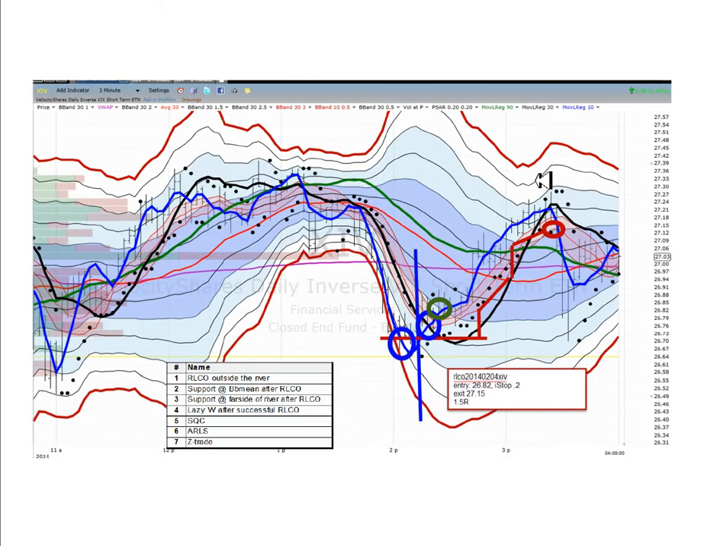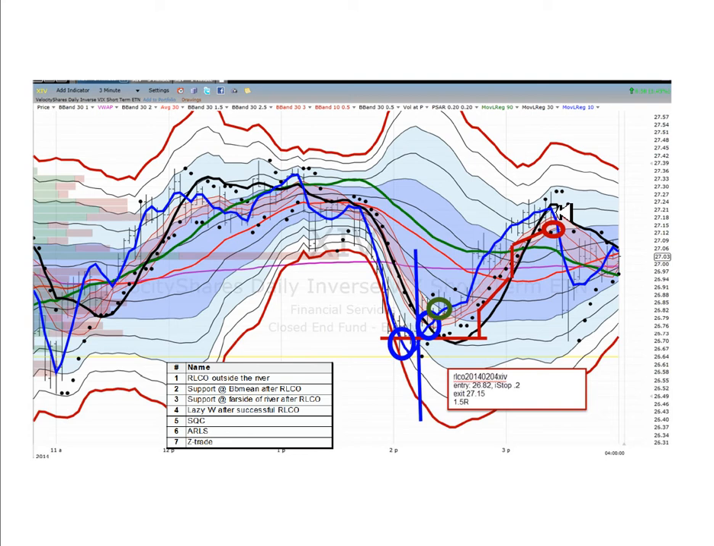It goes up one more leg all the way up to about 27.27, pulls back. As it gets to the edge of the river and starts failing, I decided, and it's getting late in the day, I go ahead and take my exit at 27.15 on a single position. This is an RLCO outside the river.